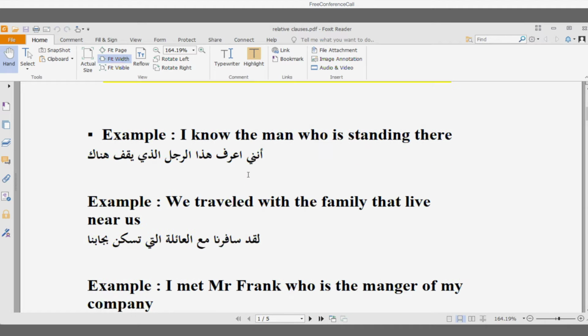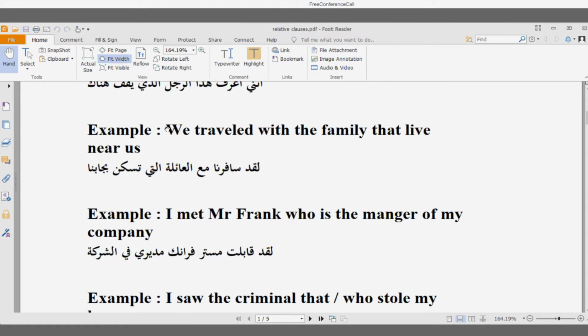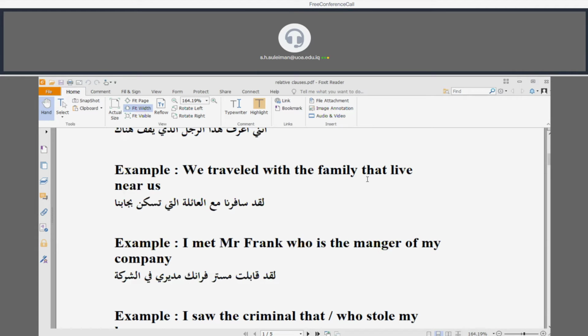We traveled with the family that lives near us. So we traveled with the family، هذه لحد الآن main clause، that lives near us. ضفنا معلومة أخرى أنه احنا سافرنا مع العائلة أي العوائل بالتحديد التي تسكن بالقرب منا أو تسكن جانبنا. So هاي معلومة اجت relative clause ضافت لي معلومة عن العائلة اللي أنا حكيت عنها هنا بالmain clause. So we traveled with the family that lives near us.